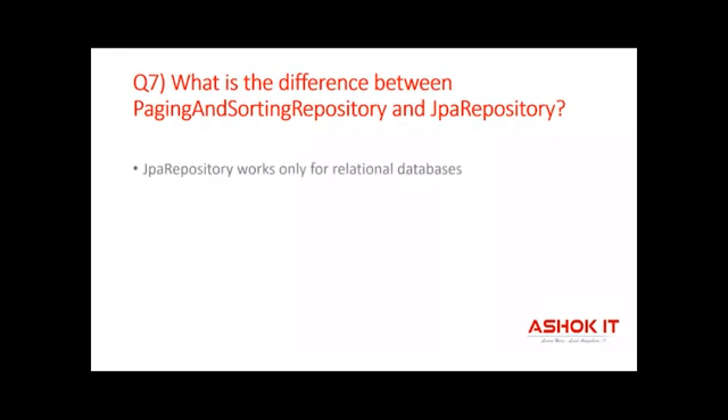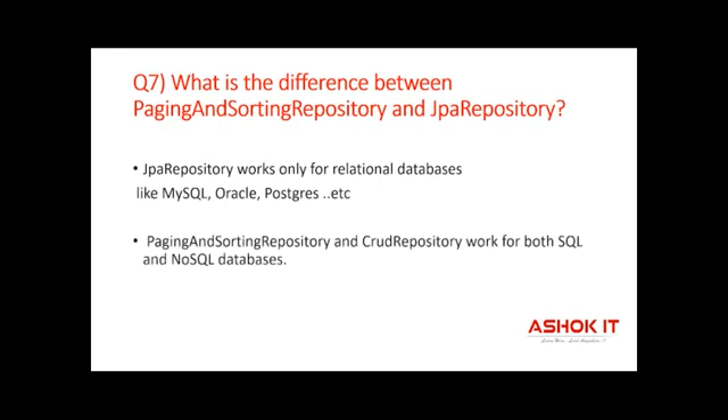A lot of people say the difference is that both are similar, but the major point is JPA repository is designed only for relational databases. Means if you are using MySQL database, Oracle database, such databases, of course you can work. Postgres database even. But paging and sorting repository and CRUD repository work for both SQL and NoSQL databases. If you have MongoDB, Cassandra, there the paging and sorting concept is used.